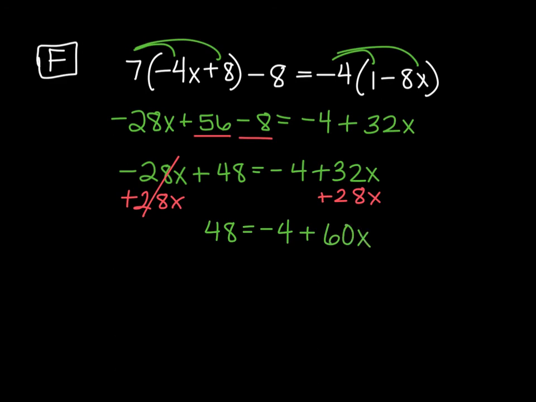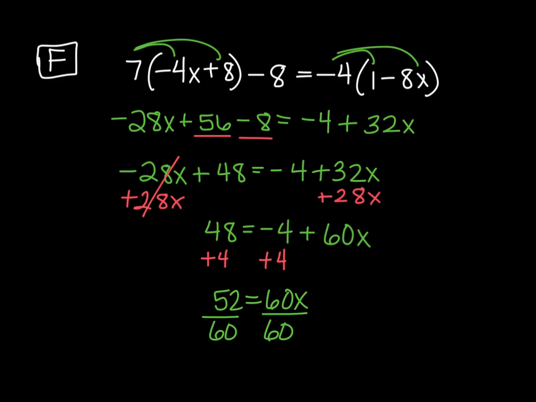And then I need my numbers on the same side. So to do that, I'm going to add 4 to both sides, which is going to give me 52 equals 60x. And then last step, x is with the 60 that's being multiplied. So to undo that, I'm going to divide by 60. And that's going to give me, now you may notice 52 doesn't divide by 60.